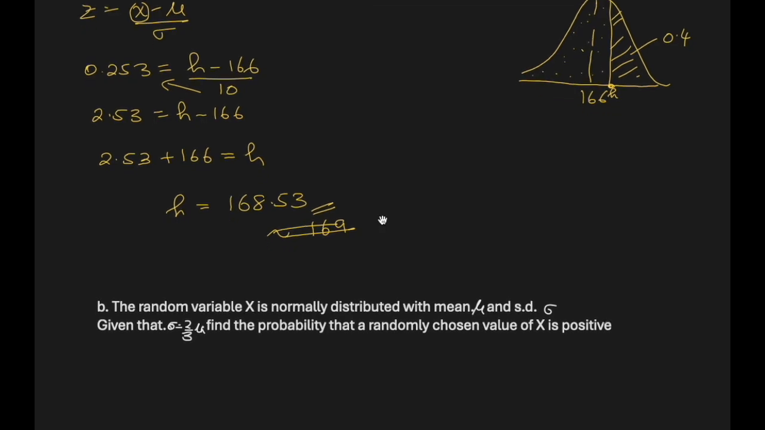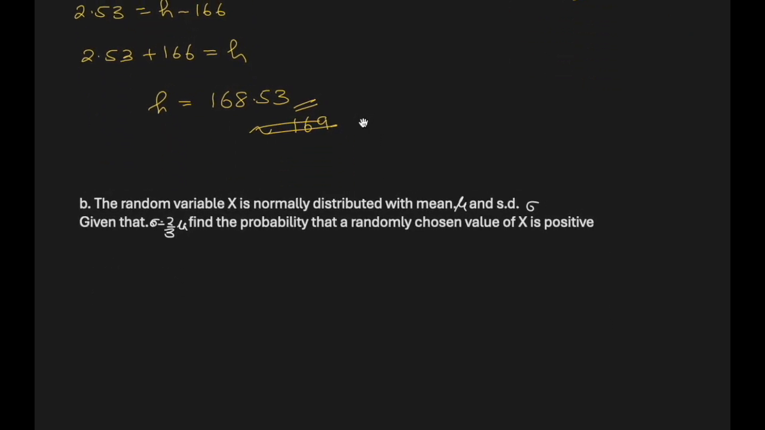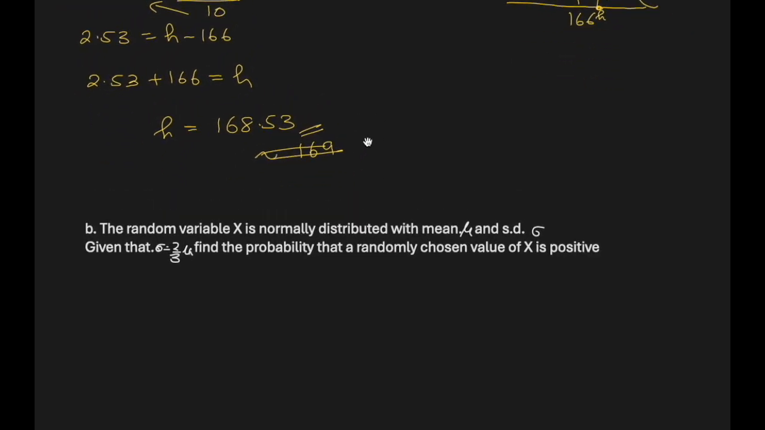Okay, there's one more part which says the random variable x is normally distributed with the mean, so it has nothing to do with the previous one. So normally distributed with mean equal to mu, standard deviation equal to this. Given that, find the probability that the randomly chosen value of x is positive.